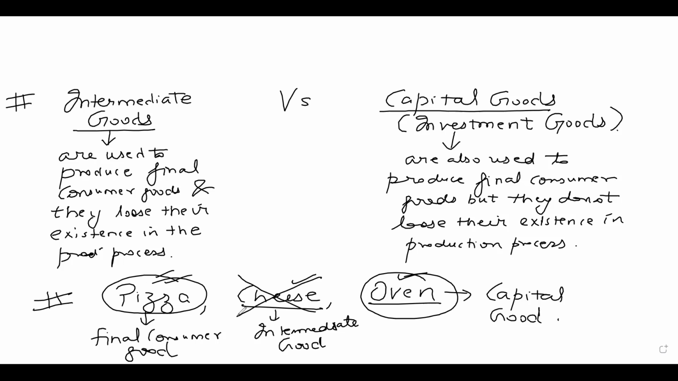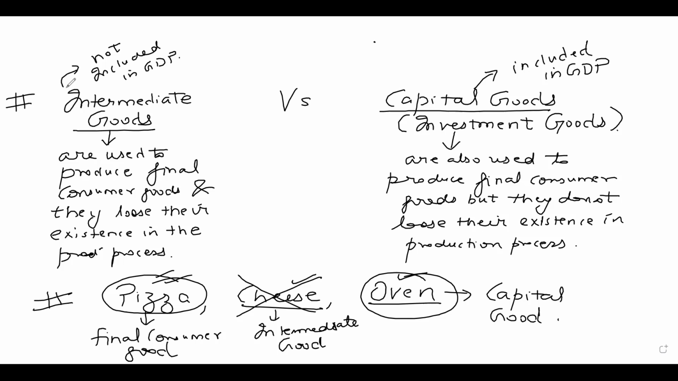Hoping students have understood this. So capital goods are included in the GDP. Intermediate goods are not included in GDP.